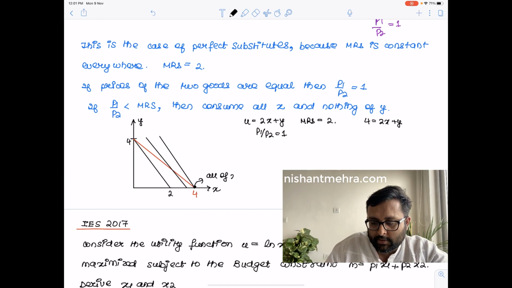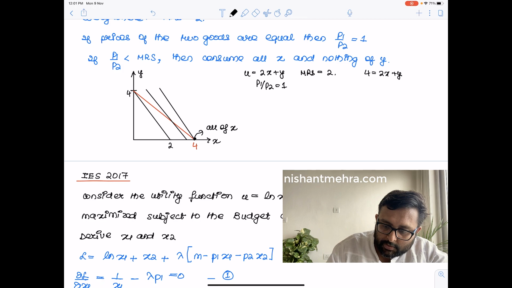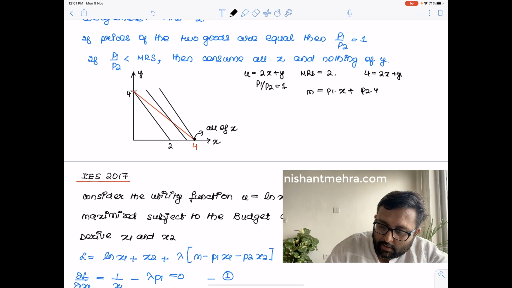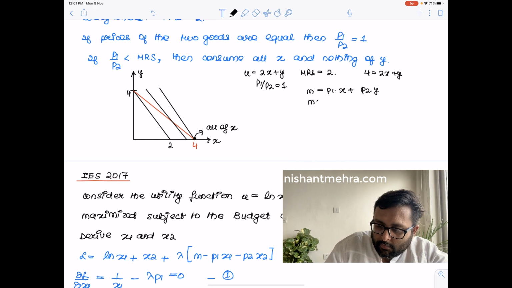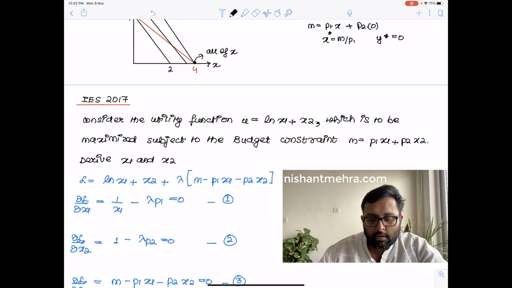You're consuming all of x. So it means what? M equals P1x plus P2y, P1x plus P2 into 0. x star equals M by P1, y star is 0. Right?